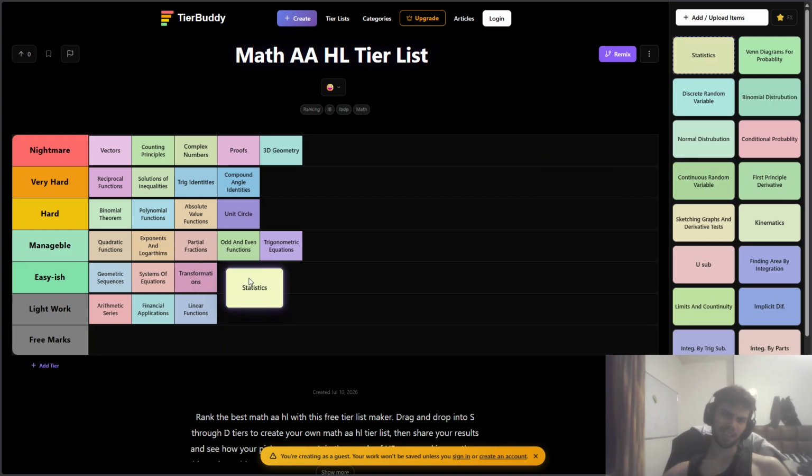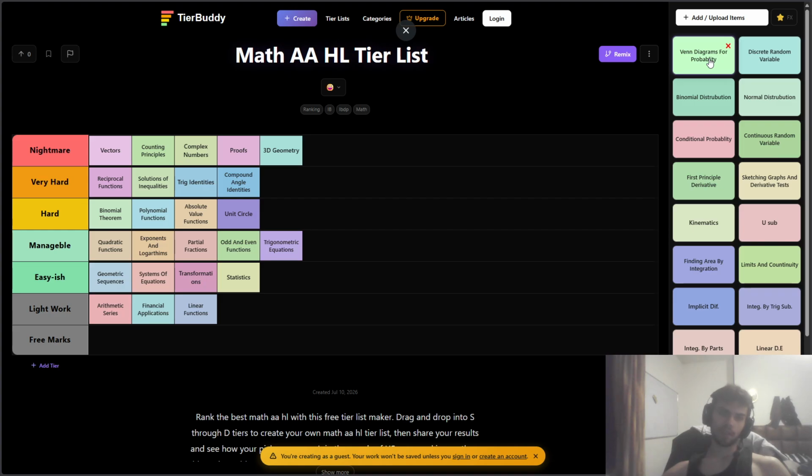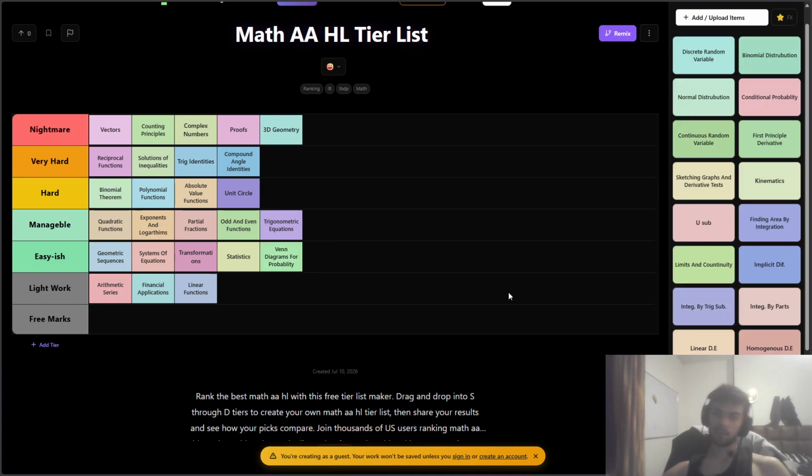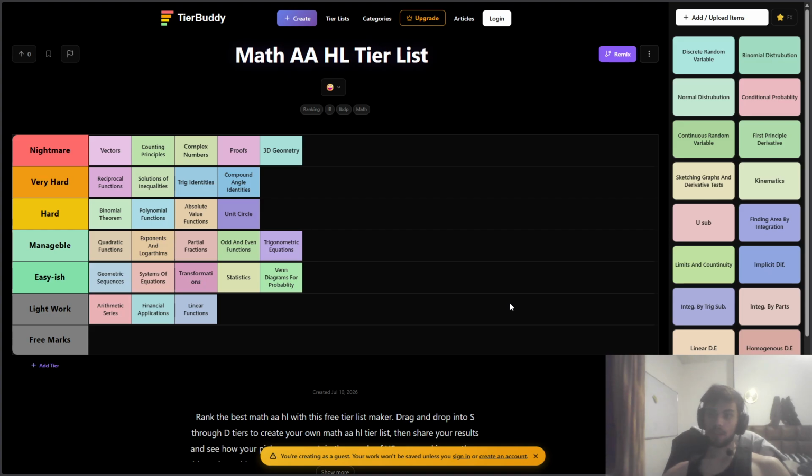Statistics, easy-ish. Venn diagrams for probability, easy-ish. These are pretty easy. Discrete random variable. Oh yeah, this is the one where you have to figure out the calculator and more than 5 trials, or 5 or more trials, and you use binomial distribution. Yeah, super fun. I enjoyed it, but there are some really hard questions on it.